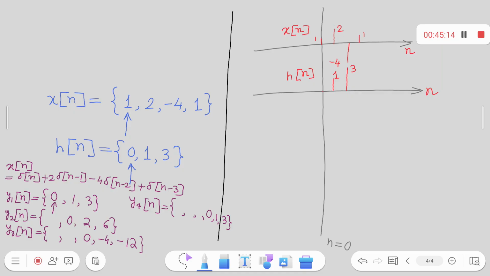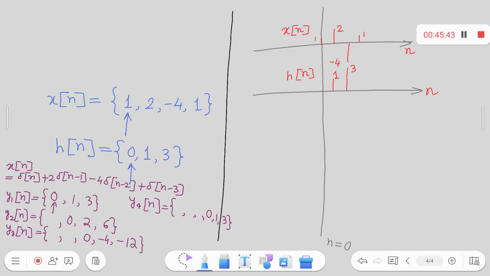So you have found out the individual components resulting from the individual inputs. You can divide your input into 4 different segments. One is delta n, second one is 2 delta n minus 1, third one is minus 4 delta n minus 2, fourth one is delta n minus 2. And calculate the individual outputs: y1 of n, y2 of n, y3 of n, y4 of n. And because of the additivity property, now you sum them up.